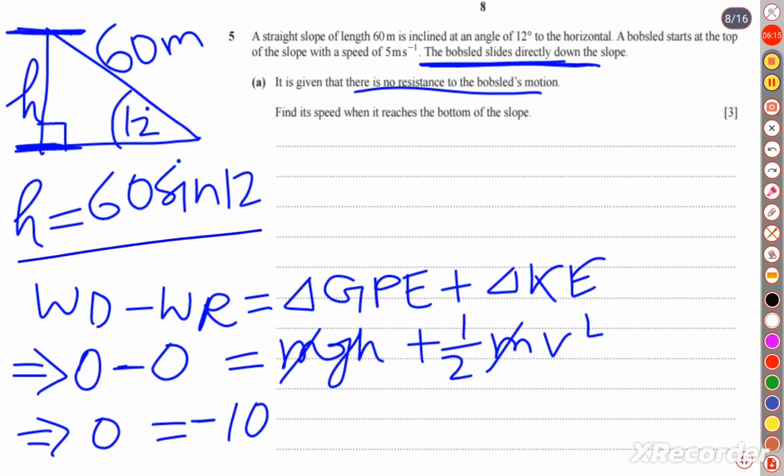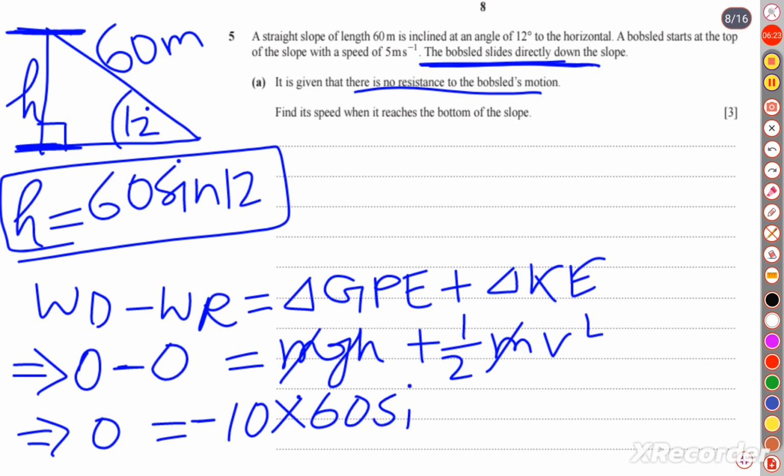And h is what? How much is our height? It is 10 into 60 sine 12 degrees, plus half. Same goes here also. We have already ignored m. And v square. Which v square is this?